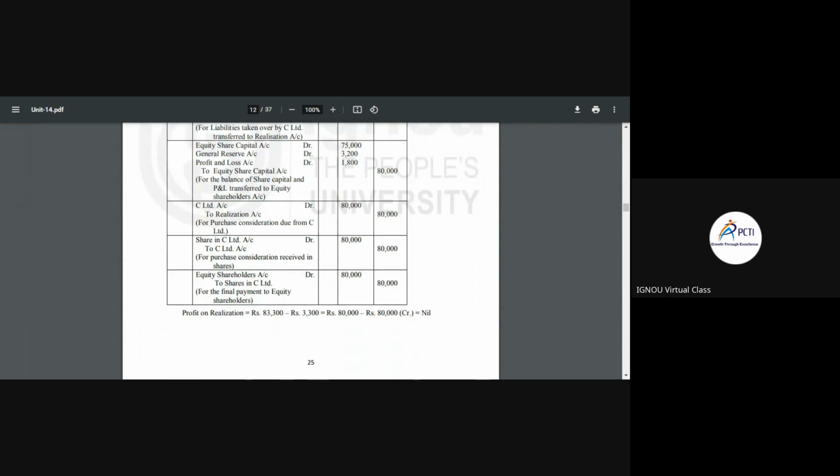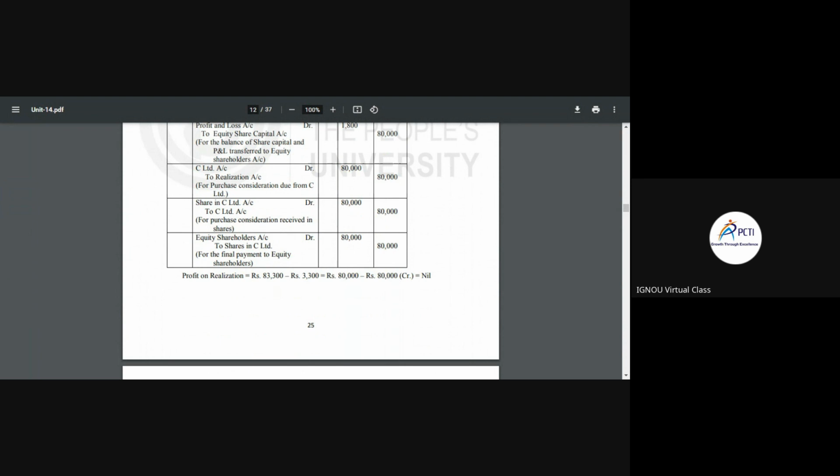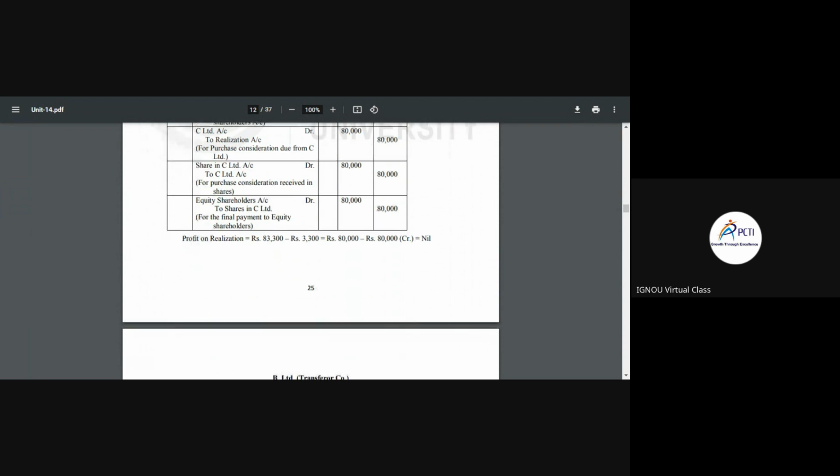equity share capital account. Then we have C Limited account debit to realization account. Then we have shares in C Limited account debit to C Limited account. Then the entry will be equity shareholders account debit to shares in C Limited.